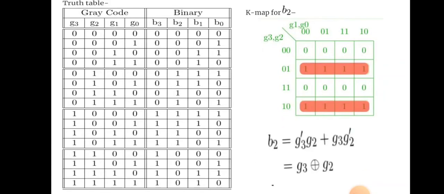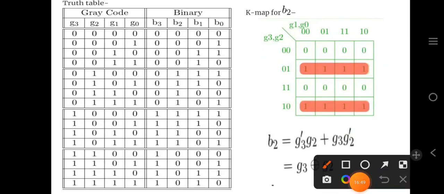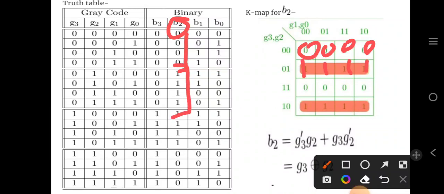Now the next step is to draw the K-map for B2. So for this K-map, you have to refer this column and draw the K-map for 4 variables. So 0 0 0 0 0 0 0 0, then 1 1 1 1 1 1 1 1, then 1 1 1 1 1 1 1 1, and lastly 0 0 0 0. Okay, so this is how we have put all the ones.